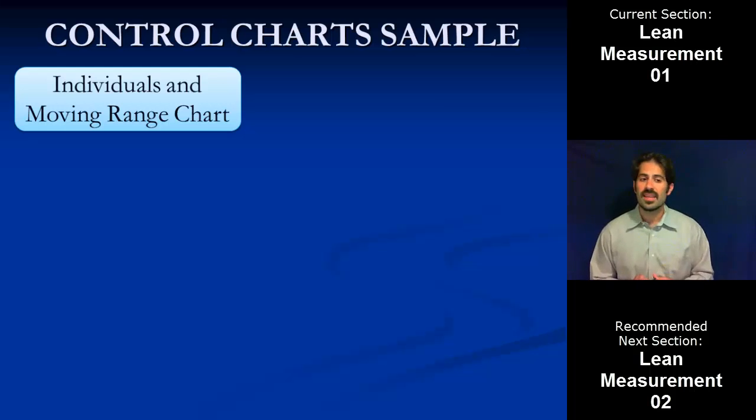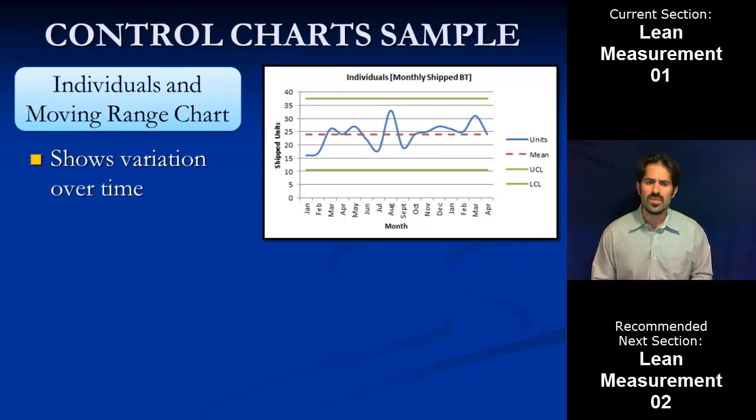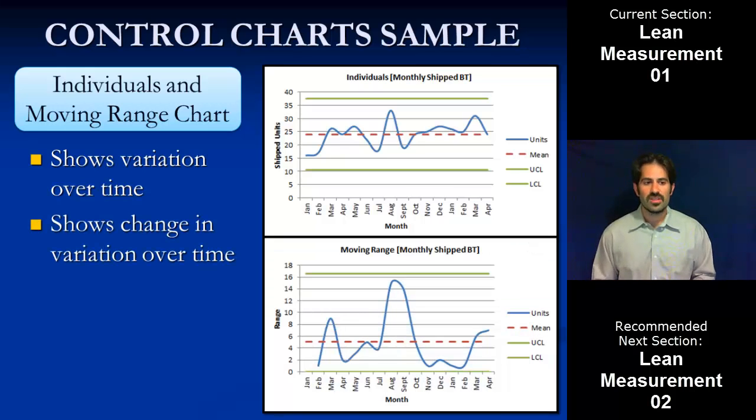So we'll use a sample one, and this is an individuals and moving range chart, which is one type of control chart, useful for data that's in a smaller lot size. The individuals chart shows our variation over time, and the moving range chart shows our change in variation over time. The reason we want to look at both of them is that for the regular individuals chart, just showing variation, we want to see, has production taken off? Did we have a real steep drop off? What's going on?